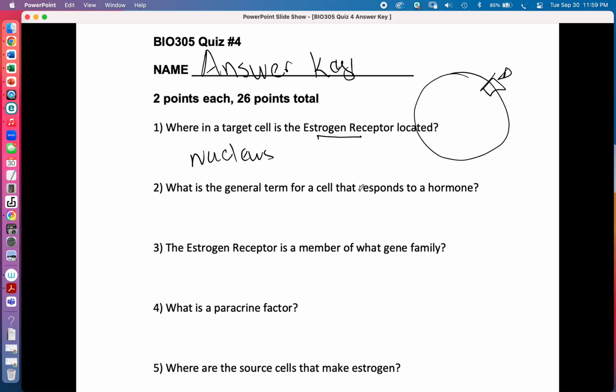What's the general term for a cell that responds to a hormone? We call those target cells. And there are lots of target cells for the estrogen hormone in human bodies and mammalian bodies and vertebrate bodies.